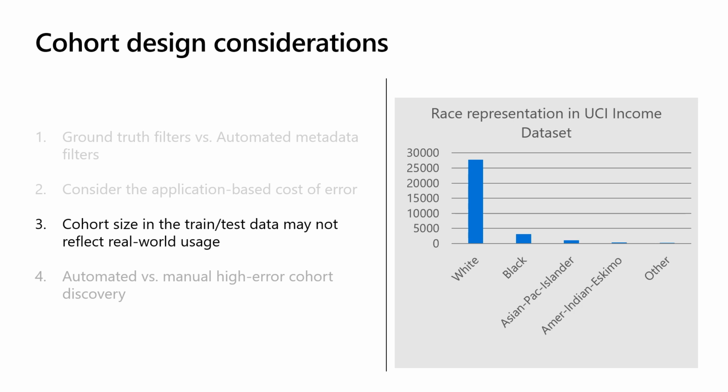For example, in the UCI income dataset, we see that the whole data has a low representation from races that are different than white. Naturally, every disaggregated evaluation on this dataset will have smaller cohorts for non-white groups, but this does not mean that the performance discrepancies that may be found in these cohorts should be ignored. Rather, it is a good idea to enrich the test data further or collect more of it.